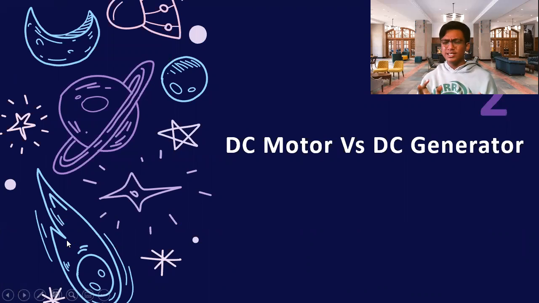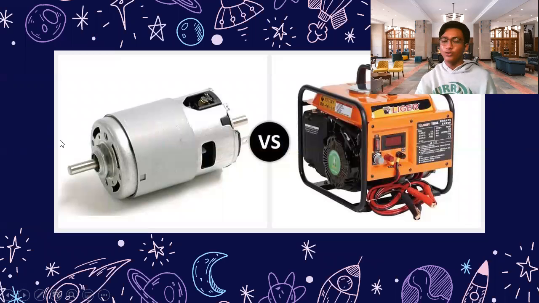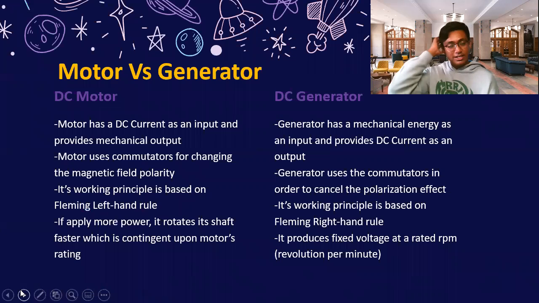Okay, let's proceed to our next slide. What is the difference between a DC motor and a DC generator? I will explain some of the biggest differences between them. Of course, the looks of their components are much different. As we can see here, this is the DC motor and here is the DC generator. The size is also a little bit different. Let's proceed and explain the DC motor first.